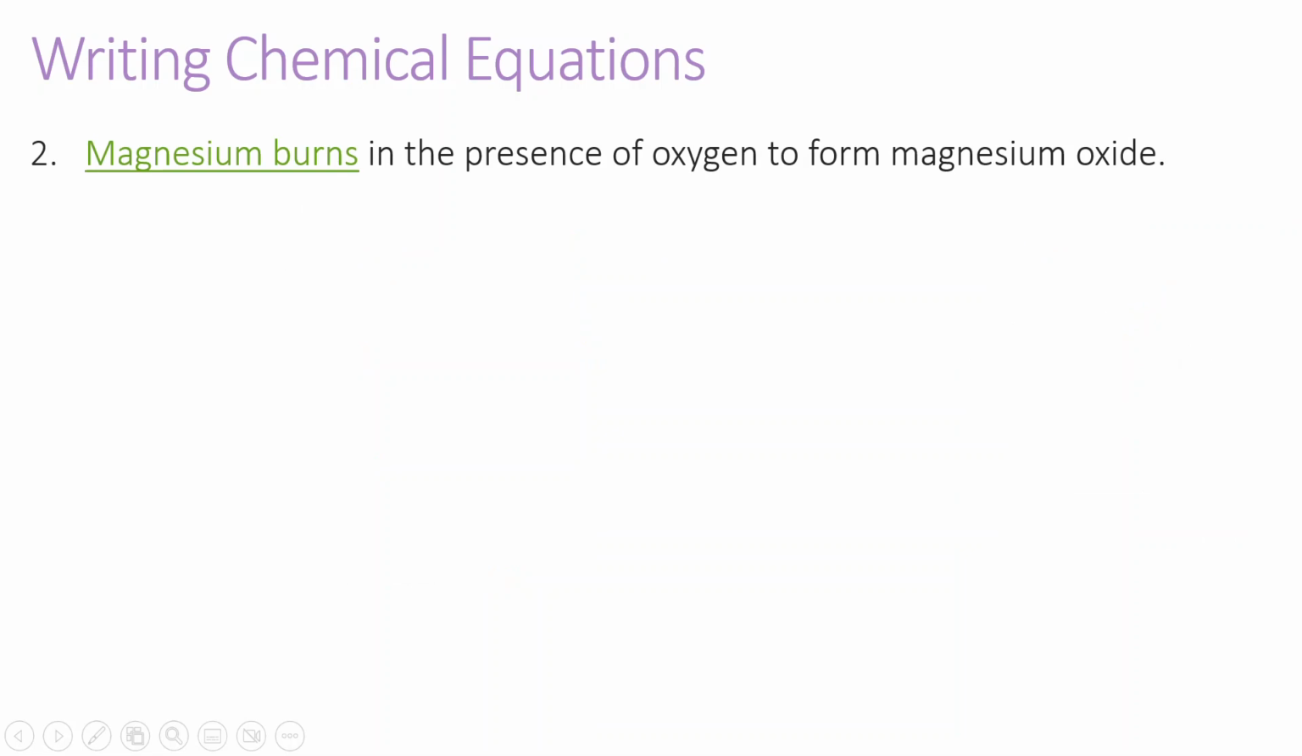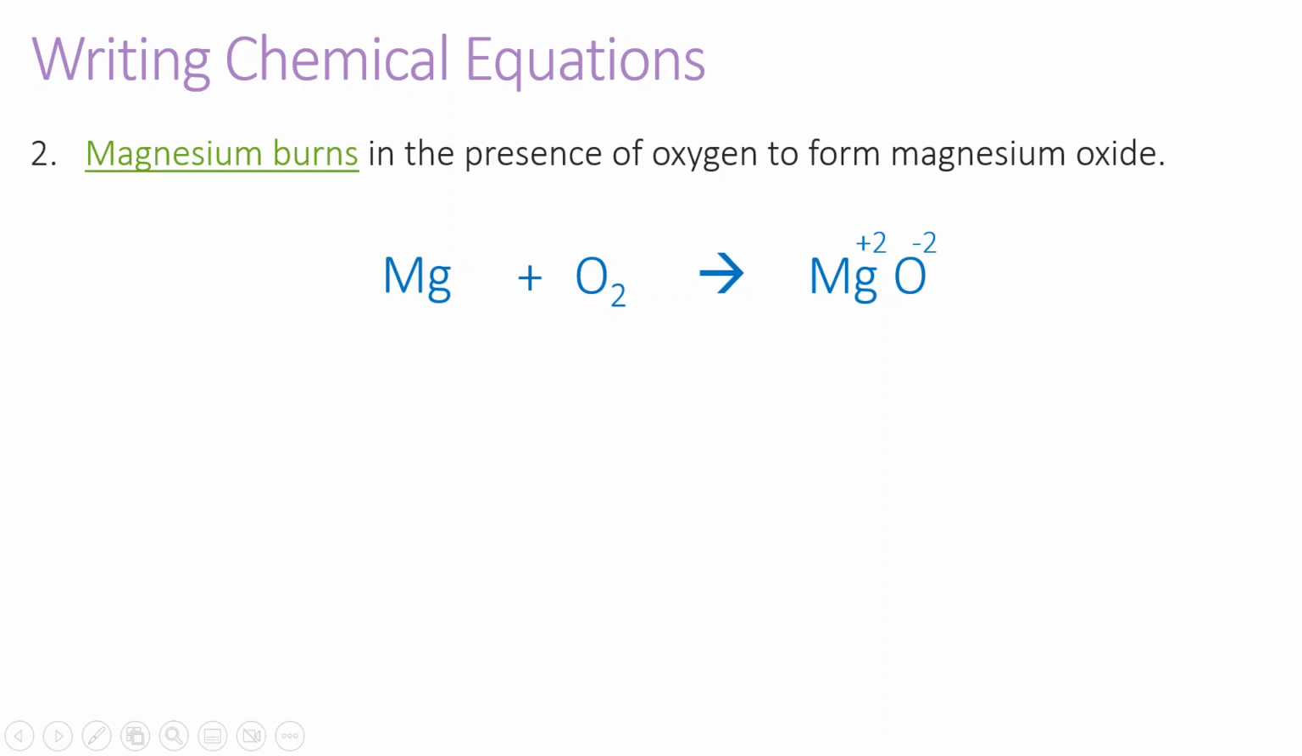So we have magnesium burns in the presence of oxygen to form magnesium oxide. So magnesium is Mg, and we have this reacting with oxygen. That's one of those diatomic elements, and so we get O2. We want to form magnesium oxide. So magnesium is Mg, and in a compound, it would form a +2 charge based on its position in the second column on the periodic table. Oxide is going to form a -2 charge.